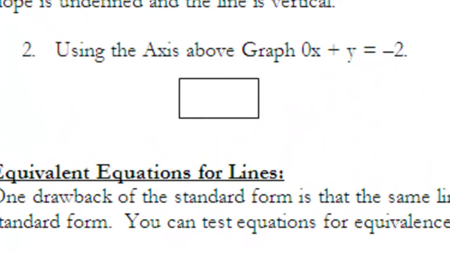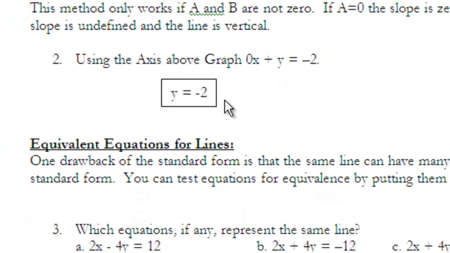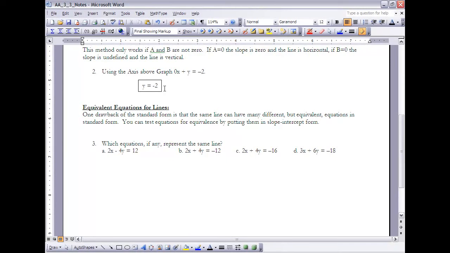So if I take a look at this example, using the axes above, graph 0x plus y equals -2. Well, if I have 0x plus y equals -2, that's the same as saying y equals -2. So I'm going to graph the line y equals -2. If you want to go to your graph up above, graph that line, and then I'll show you that in just a second.